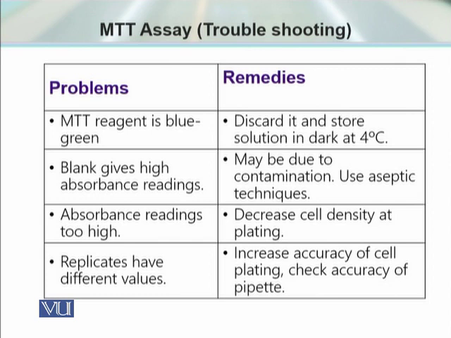Absorbance readings sometimes go too high, that sometimes the value comes too high from the range. In that case, what we need to do, we need to decrease the density of the cells at the time of plating. We need to optimize. Where we are optimizing other things, for the MTT assay we also have to optimize what the starting cell population should be.